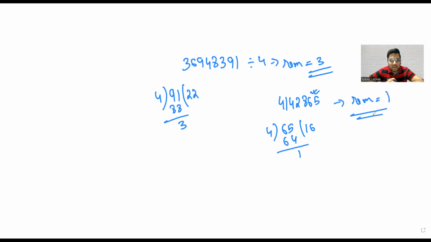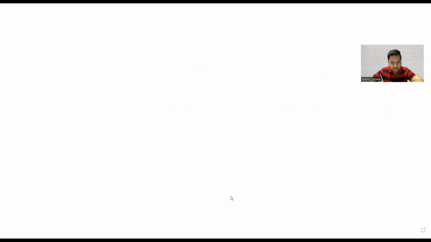So for 4, again we are repeating. For 4, we will be checking the last two digits. If the last two digits are divisible by 4, then the number is perfectly divisible by 4. That was the divisibility rule. But this time, if we are dividing the last two digits by 4, whatever the remainder comes, that will be the remainder when the entire number is getting divided by 4. So this was the remainder trick for 4. Moving on to the next one, that is 5.